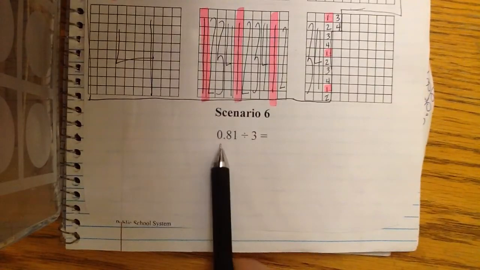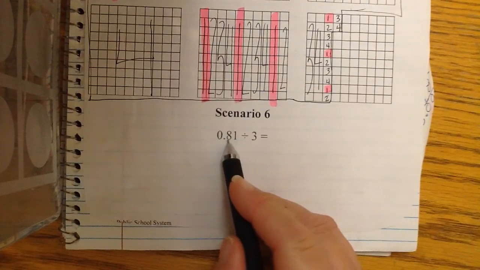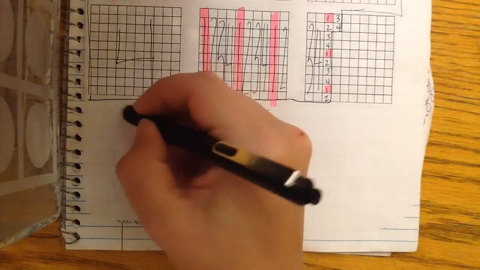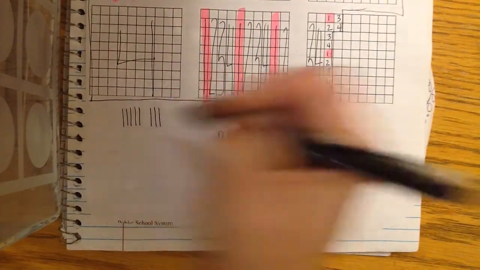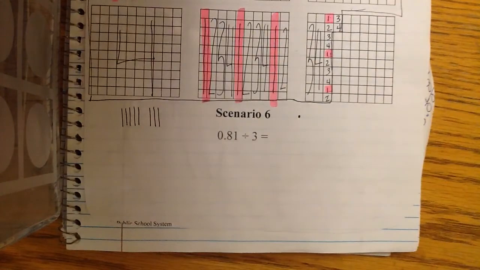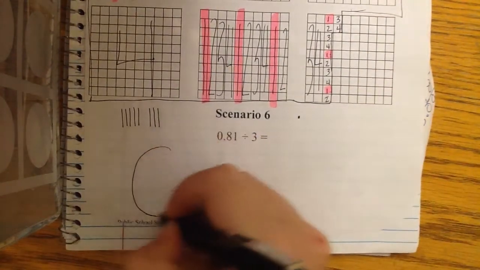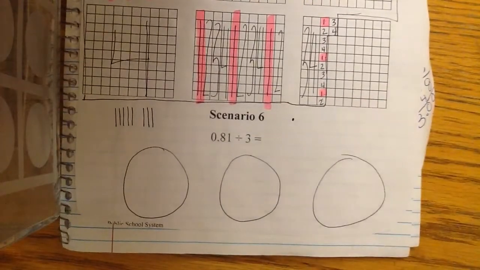Okay, let's go back to the pot method. Let's review one more. I have 81 hundredths and I'm dividing that into 3 groups. So I have to show 81 hundredths. Let's show 8 tenths. 1, 2, 3, 4, 5, 6, 7, 8. And let's show 1 hundredth. I'm dividing it into 3. So I draw 1, 2, 3 pots.